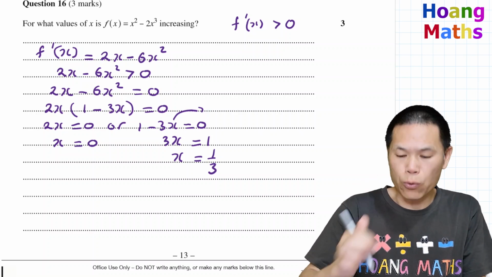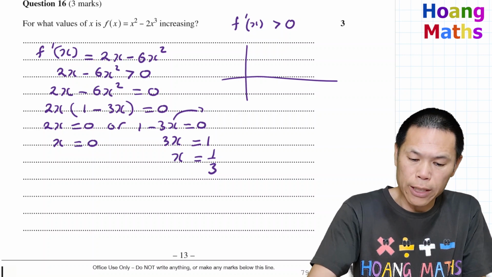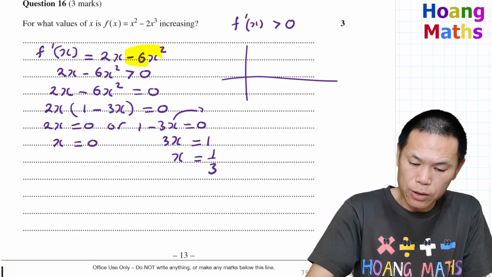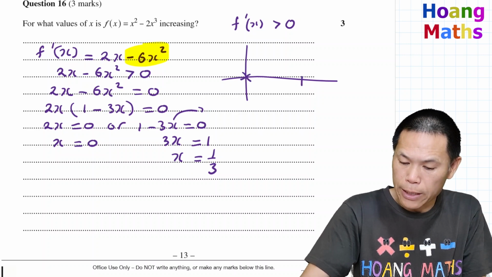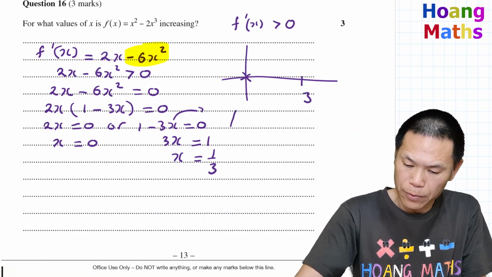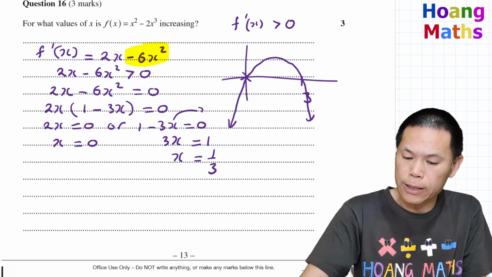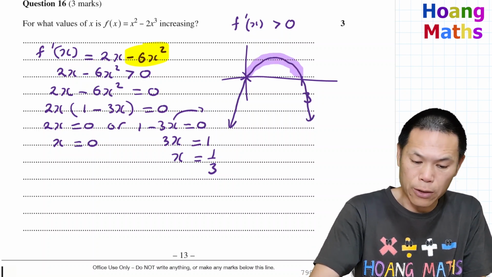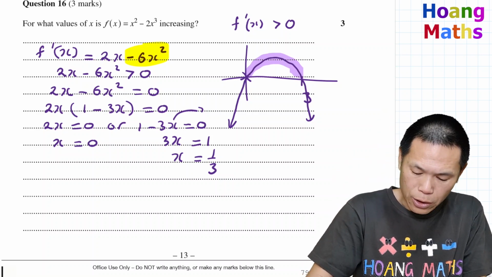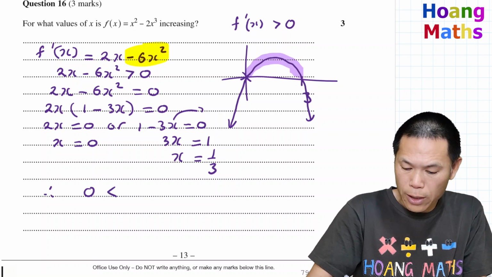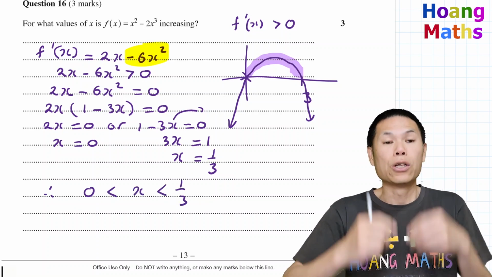Let me do a quick sketch. We have a parabola, and we know it is upside down because of the negative x squared. So 0 here and a third here, and it's upside down like that. We want this graph to be above 0. So there you go, that's the answer. It's between 0 and a third, so x is greater than 0 and less than a third.